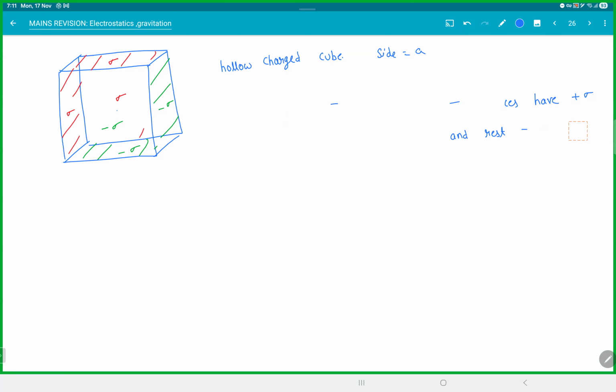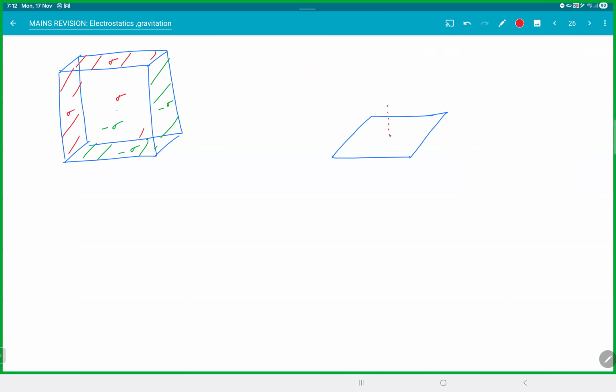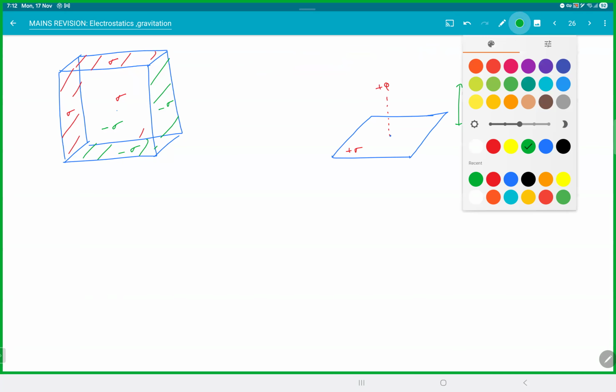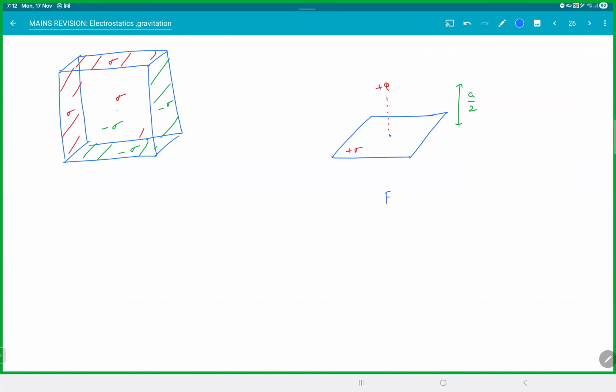Before directly jumping into this, we need to first do this normal one. If you just take a plate, I hope you guys remember this. This was the result. If you take a charge here, plus Q, keep it here, and let's say this is plus sigma. And you can do it only at the center. And if you take this as A by 2, what is the force on the sheet or the charge? It will be the same thing. The force on the charge will be sigma into flux on the sheet due to the plus Q charge.